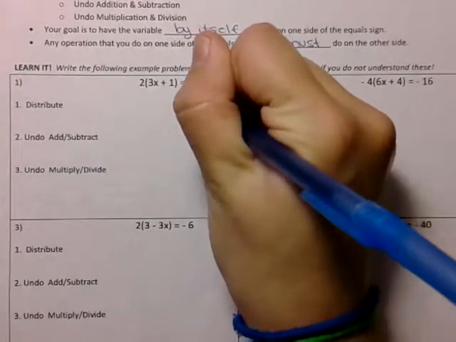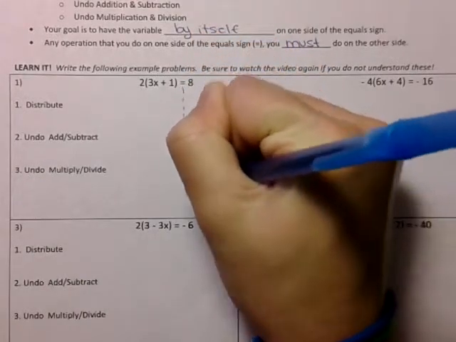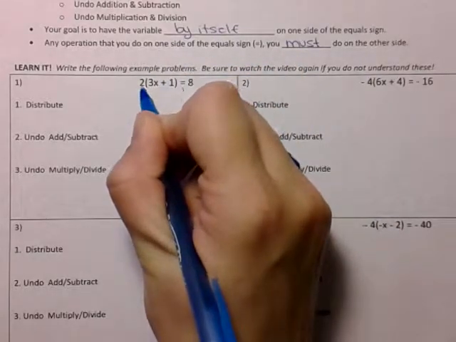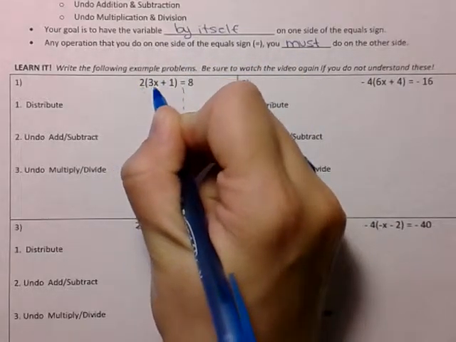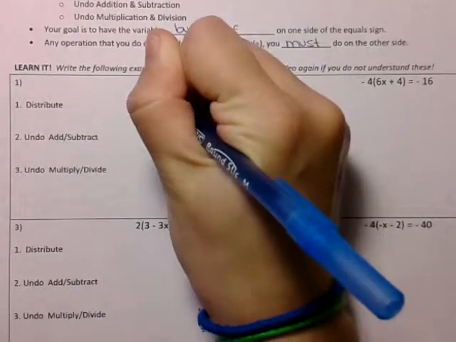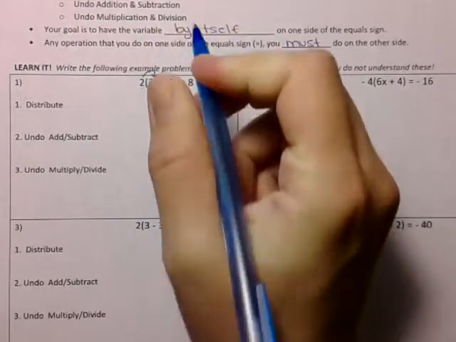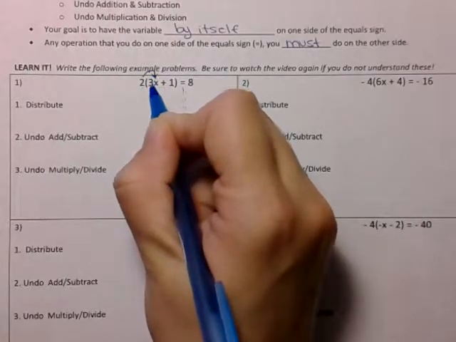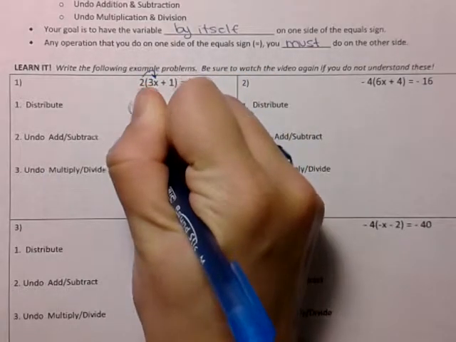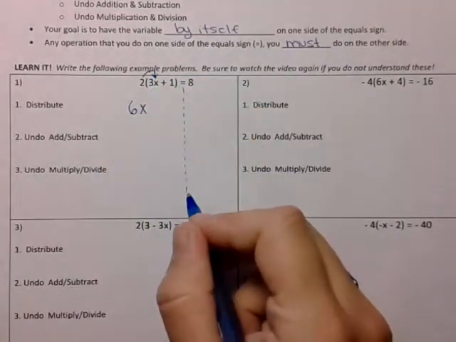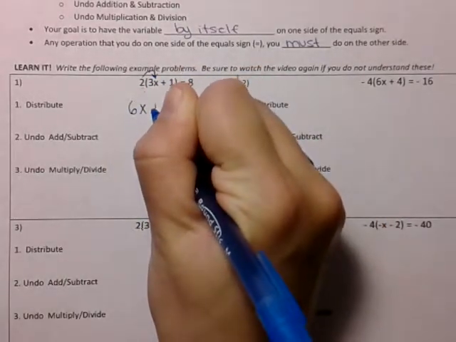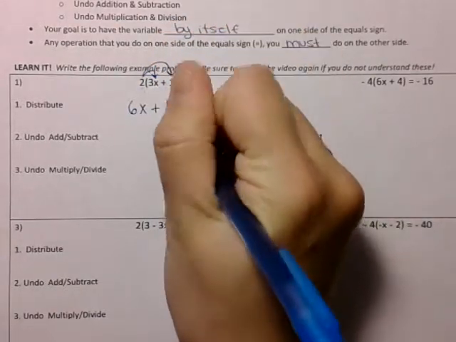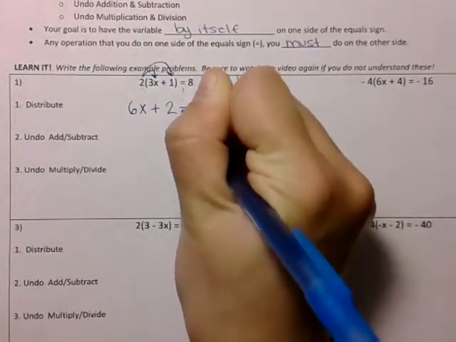Number 1, first thing we always do is draw our dotted line down from the equal sign. Then I'm going to distribute. I multiply this 2 outside of the parentheses by everything inside. So I'm going to multiply 2 times 3x. When I multiply, I just multiply the coefficient. So 2 times 3x gives me positive 6x. Then I bring my plus down, and now I multiply 2 times 1. 2 times 1 is just 2, and equals 8.